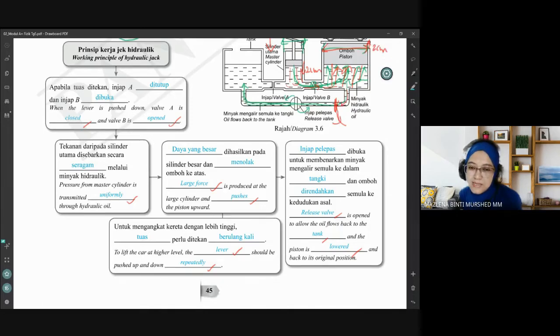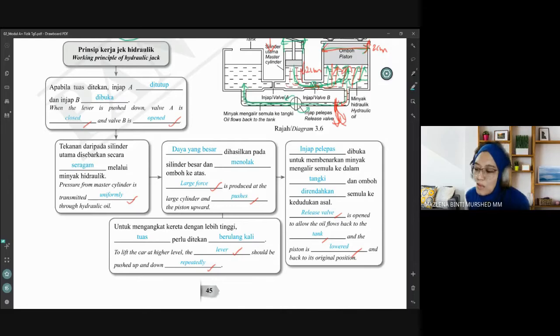So masa ada kebocoran, awak punya piston besar still functioning but kurang. The level is not same as sepatutnya lah. Sepatutnya kalau dia naik 2 cm, dia cuma naik 0.5 cm, sebab some of the pressure dah keluar. So dia jadi tidak efektif bila ada kebocoran.